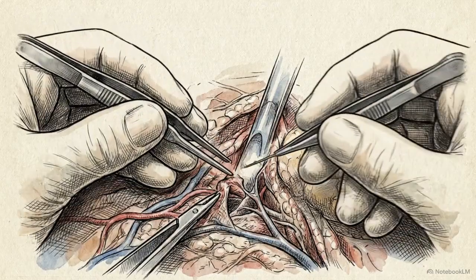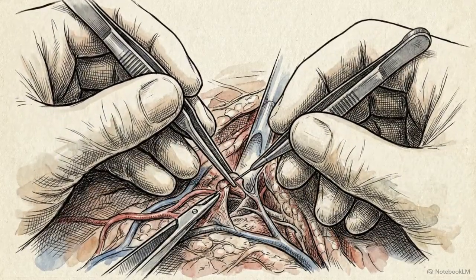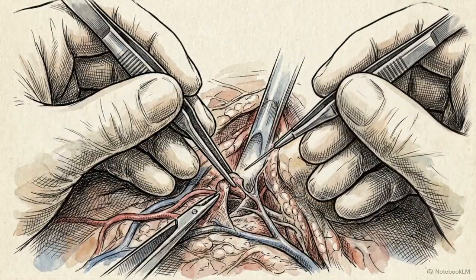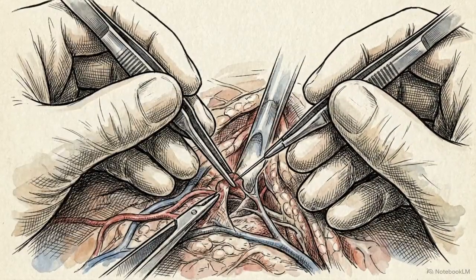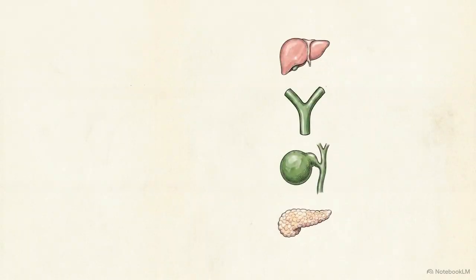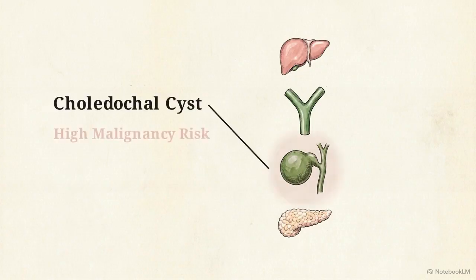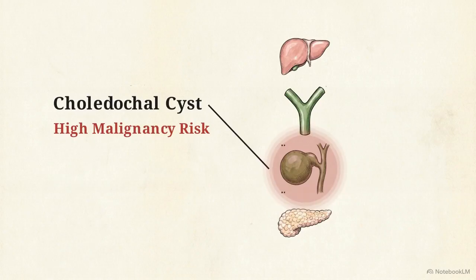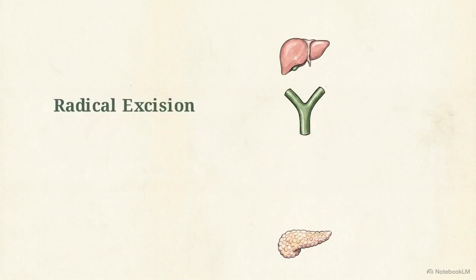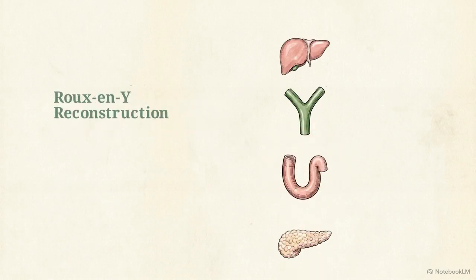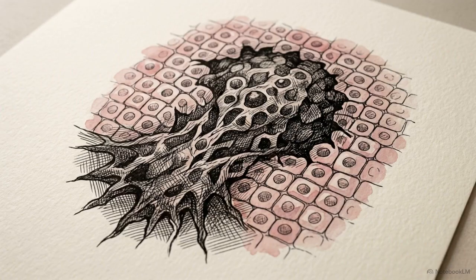Infants diagnosed with biliary atresia require a Kasai portoenterostomy before they reach 8 weeks of age to establish viable bile flow. Choledochal cysts present a very different challenge. Because these congenital dilatations carry a high risk for malignant transformation over time, they require radical excision with a Roux-en-Y reconstruction. When malignancy does arise in the ductal system, it is highly invasive.